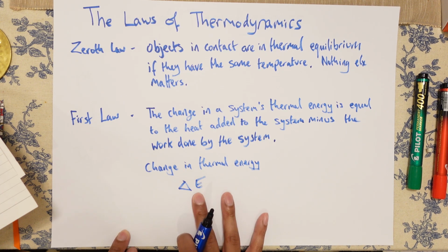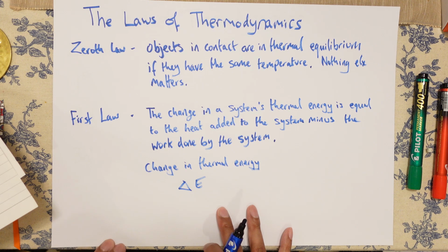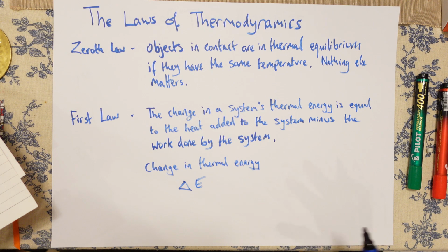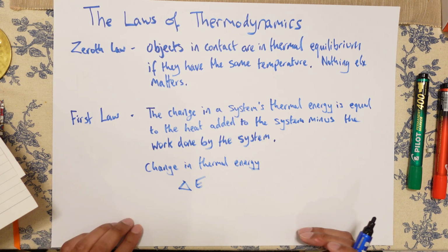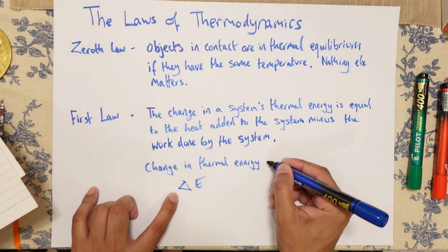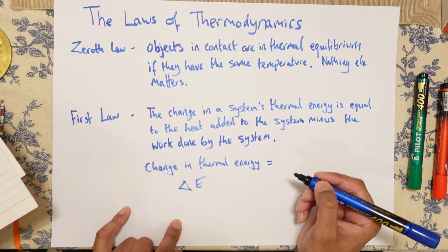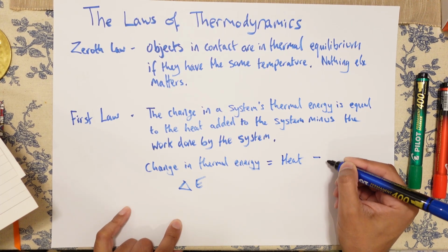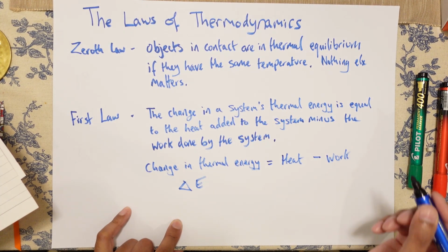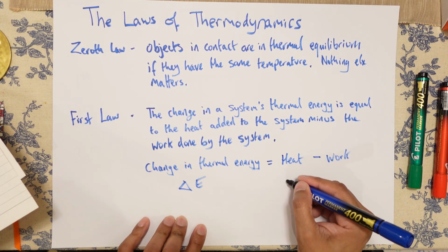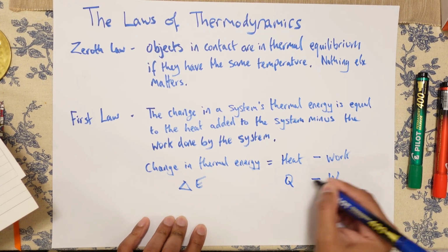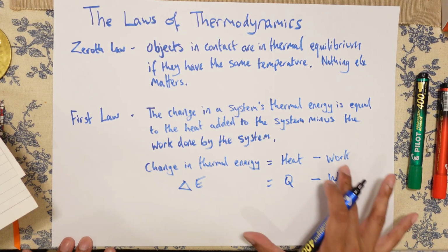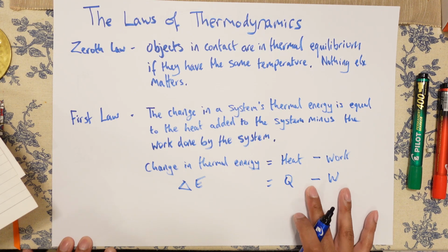Technically, delta E is the change in the total thermal energy, whereas delta U is the internal energy to do with the molecules of the gas. They're basically the same thing. There's a very slight difference, but it doesn't matter. We use delta E here, and it's the heat minus the work. So the heat is the heat energy put in, measured in joules, and that's Q, and it's minus W.